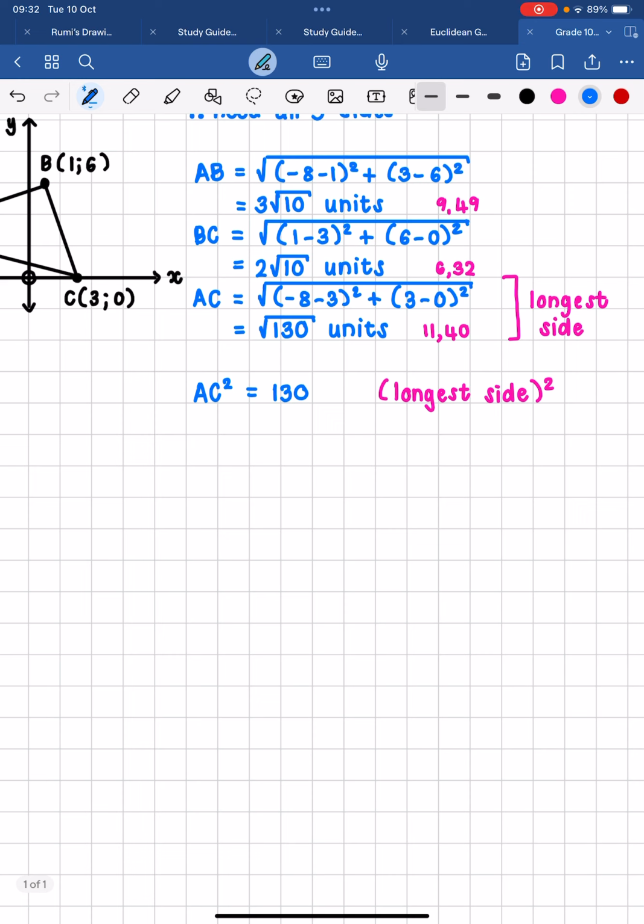Now, completely separately, in a completely new line, I'm not going to put an equals in front of it. I'm going to start from scratch. I'm going to add the other two sides squared together. So I'm now going to say AB squared plus BC squared.